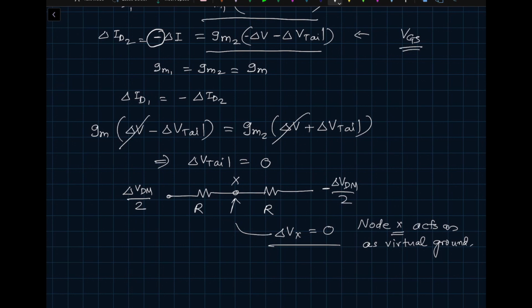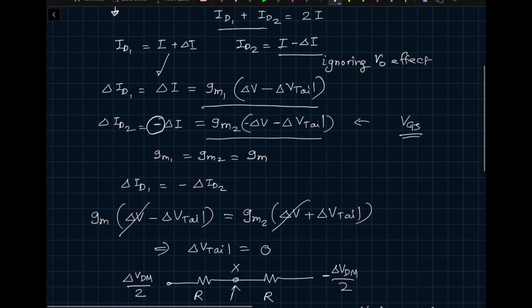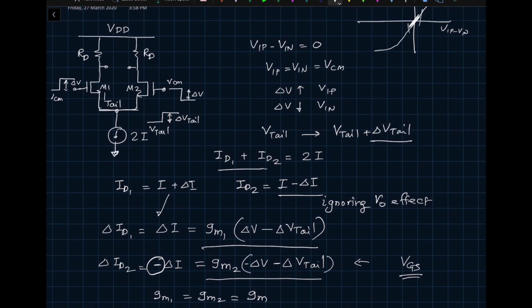In this particular case, the current which is flowing out here cannot get through this current source, so it has to go back up this way. There is no signal current flowing into the current source, since the current source is a constant bias current. So this particular node, the tail node, acts as a virtual ground. Now this simplifies our analysis quite a bit, and let me explain how.